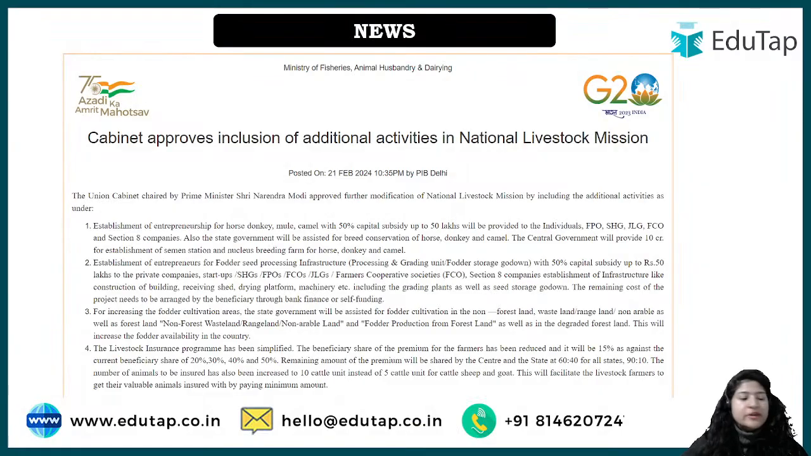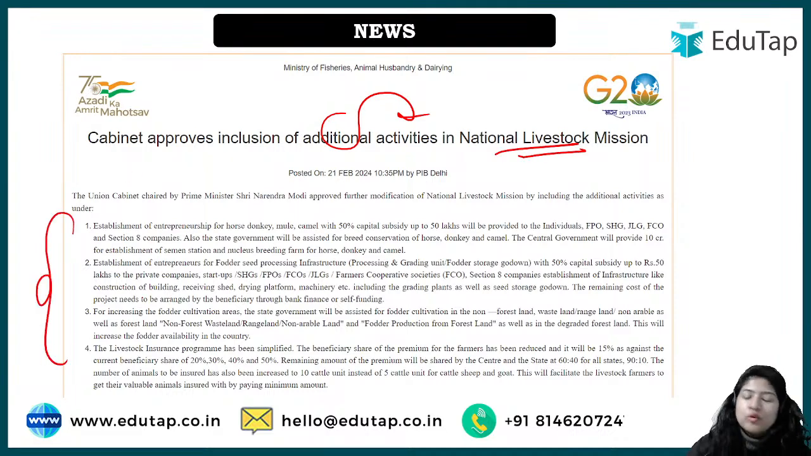Okay, and why are we covering this particular scheme? If you look at this news, this is of 21st of February, and it says that some additional features and activities have been added under the scheme. So we will understand more about these activities once we have the basic understanding of it. Okay, so let's start off the session.